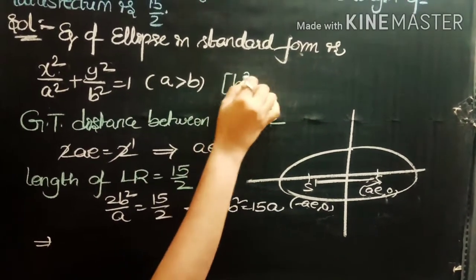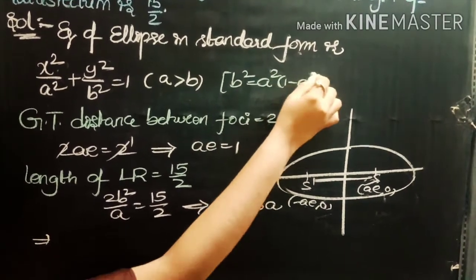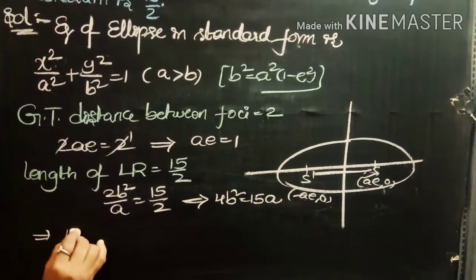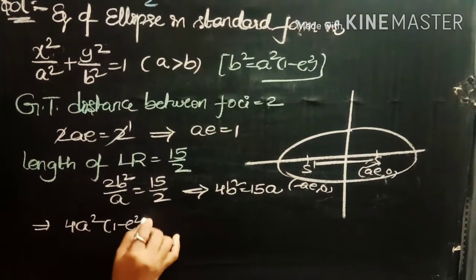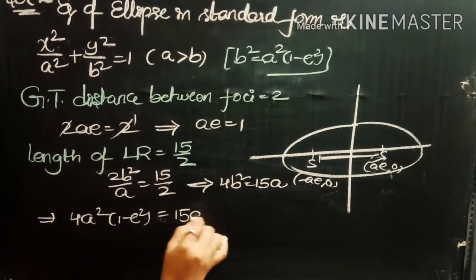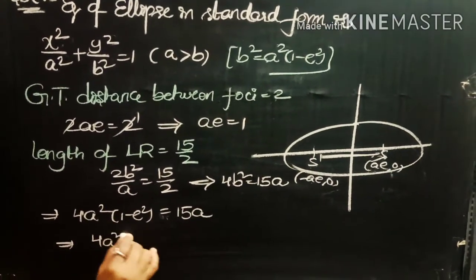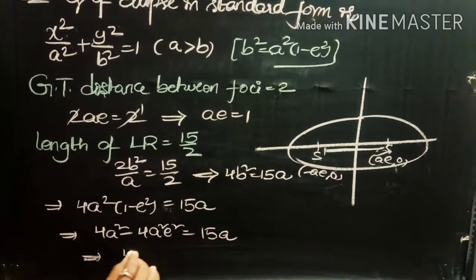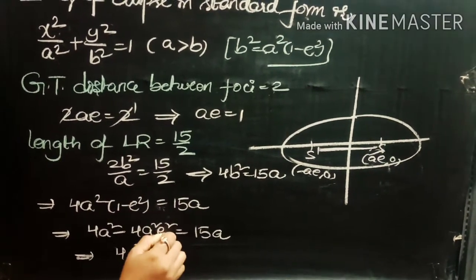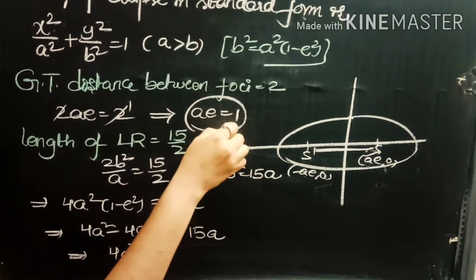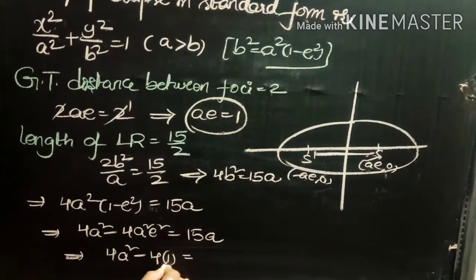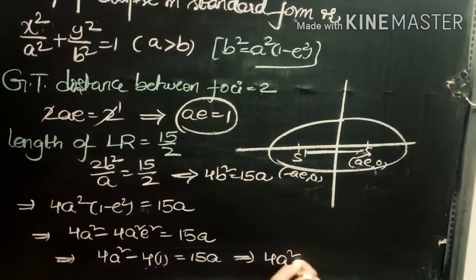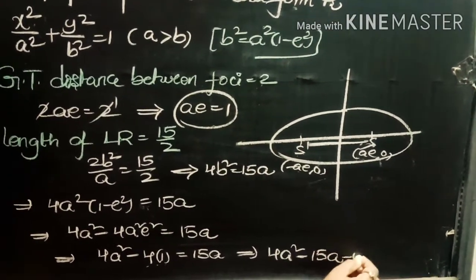In this case, we take the value of b square is equal to a square into 1 minus e square. Now we are replacing that value in place of b square here, that is 4 into a square into 1 minus e square is equal to 15a, which implies 4a square minus 4a square e square is equal to 15a. Already here we have that ae is equal to 1, then the value of a square e square is also equal to 1. 4 into 1, so 4a square minus 4 is equal to 15a, which implies 4a square minus 15a minus 4 equals to 0.